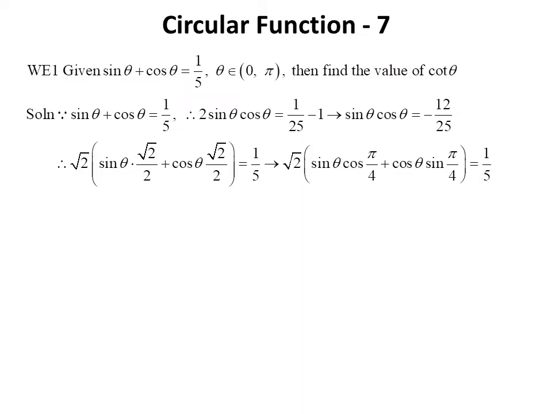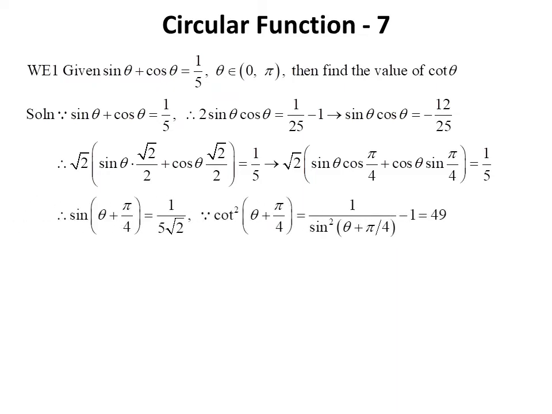Let's come back to the original equation. Sine theta plus cosine theta can also be written as square root 2 times (sine theta times square root 2 over 2 plus cosine theta times square root 2 over 2), as seen on the screen. As we know, square root 2 over 2 can be written as sine pi over 4 or cosine pi over 4. Hence, we may use the sine addition formula to simplify the equation to sine (theta plus pi over 4) equals 1 over 5 square root 2.